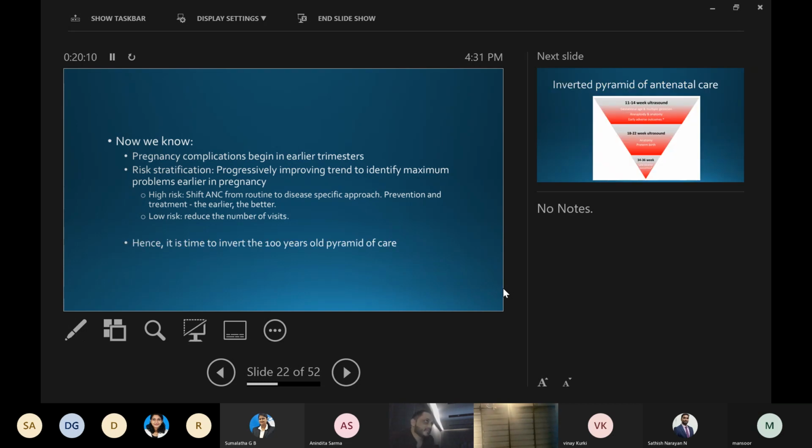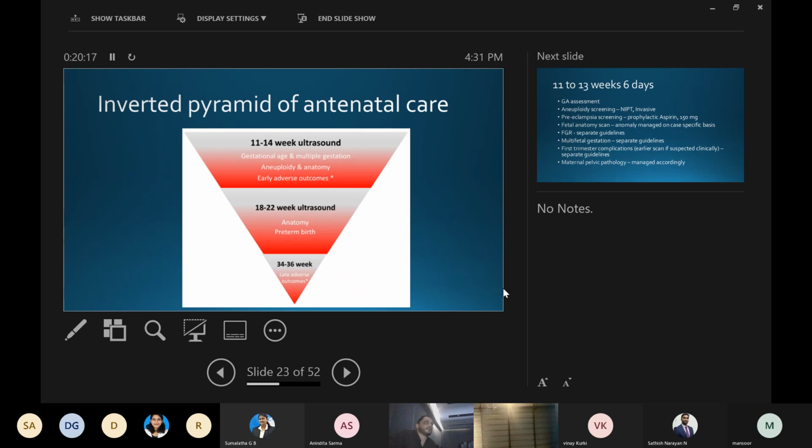So with all this knowledge, now it is the time to invert the 100 years old pyramid of care, and this is what we follow today, the inverted pyramid of antenatal care. The first scan is done between 11 to 13 weeks, 6 days, or roughly 14th week, in which we check for the gestational age, the number of the fetuses, and we screen for aneuploidy. We check the fetal anatomy.